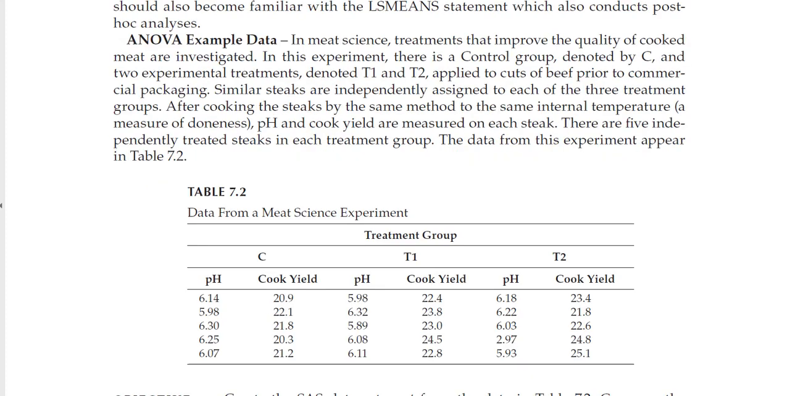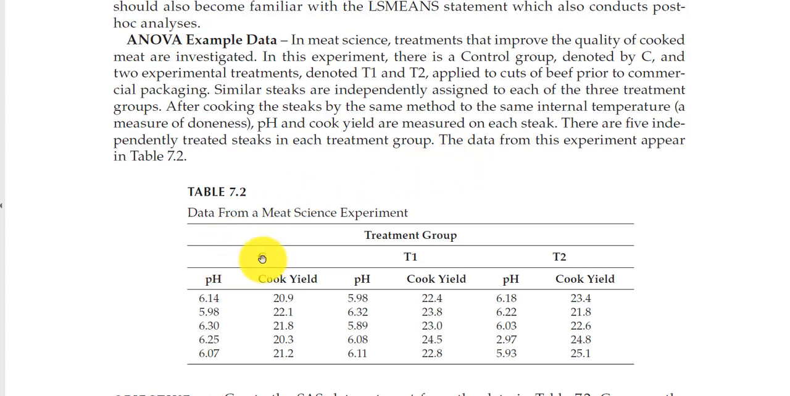To illustrate how an analysis of variance can be done, we'll consider the following example that comes from Meat Science. In Meat Science, treatments that improve the quality of cooked meat are investigated. In this experiment, there is a control group denoted by capital C and 2 experimental treatments denoted by T1 and T2 applied to cuts of beef prior to commercial packaging. Similar steaks are independently assigned to each of the 3 treatment groups. After cooking the steaks by the same method to the same internal temperature, pH and cook yield are measured on each steak. There are 5 independently treated steaks in each treatment group, and these data appear in Table 7.2.